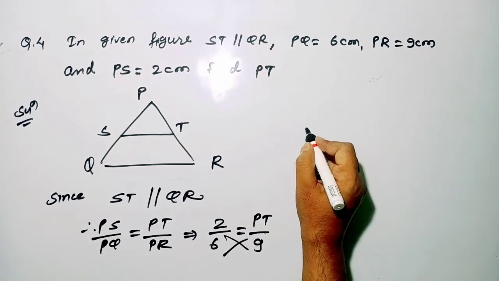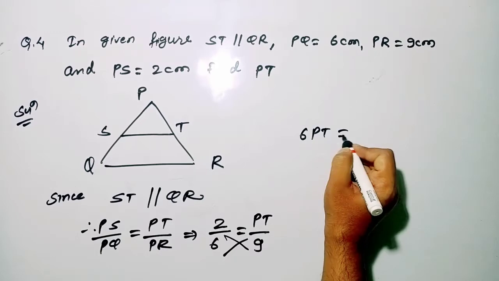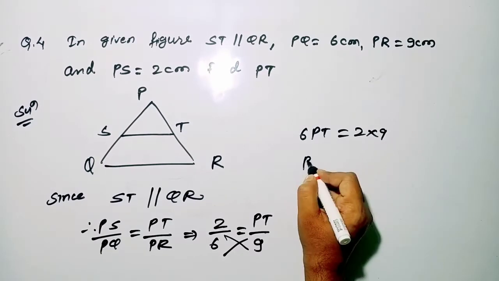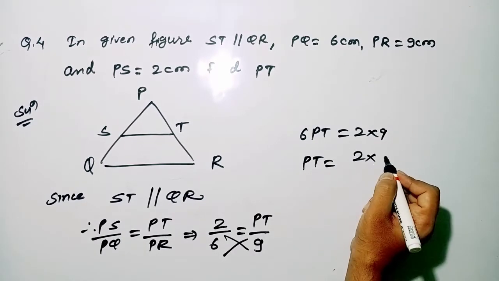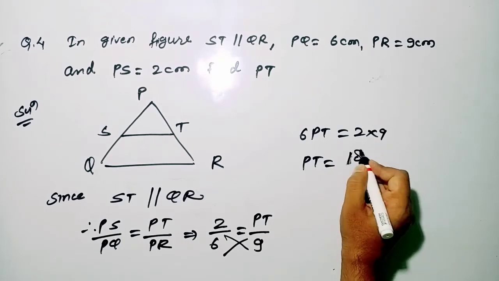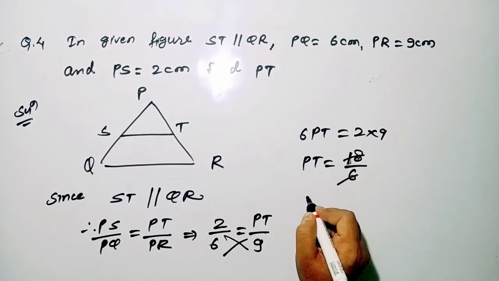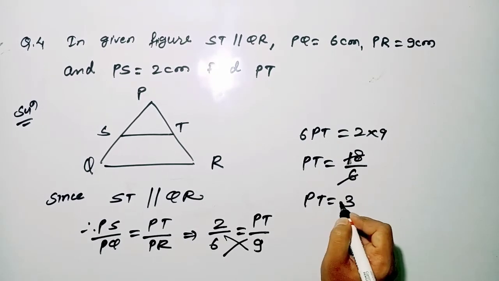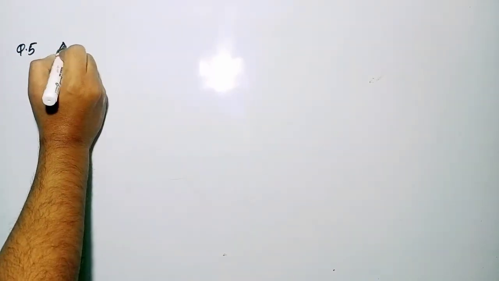Now doing the cross multiplication over here, 6 into PT is equal to 2 into 9. So the value of PT is equal to 2 into 9 upon 6, so we are getting 3 centimeter. Right, students? Okay, moving to the next question.